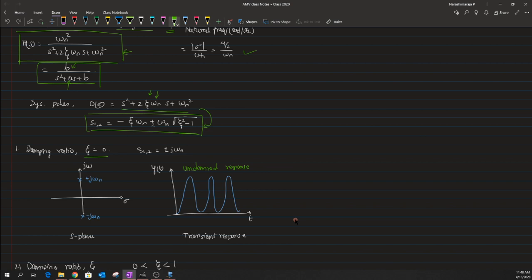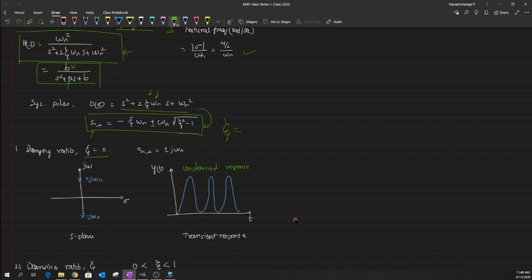Okay. So we'll use this particular quantity, and then later we'll substitute different values of zeta and see what happens to these roots and how these roots get placed on the S plane. And that is what we are going to discuss in the following pages.